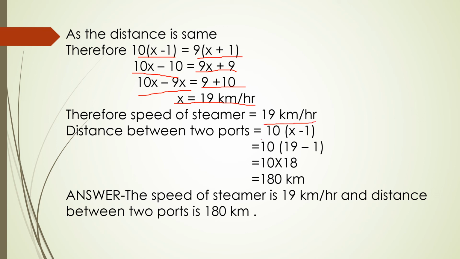And the distance between the two ports you can calculate either by the distance traveled upstream or downstream. Like I have used the case of upstream, 10 into x minus 1. You can use the case of downstream, 9 into x plus 1. The answer will be the same, 180 kilometer. So your final answer: the speed of the steamer is 19 kilometer per hour and the distance between the two ports is 180 kilometer.